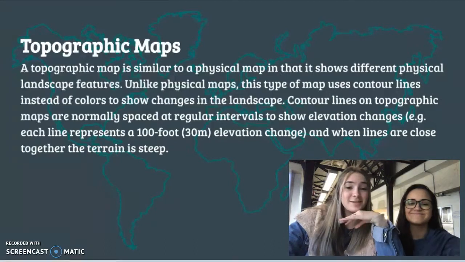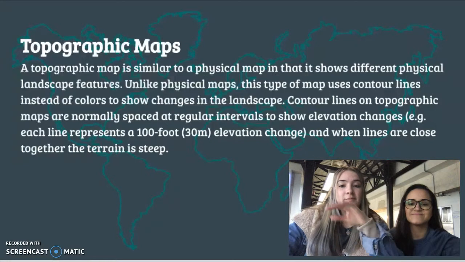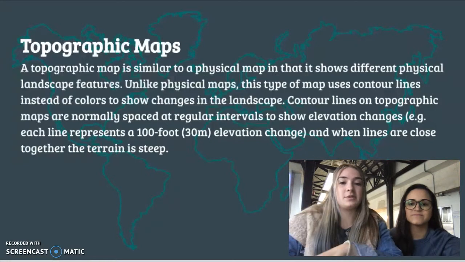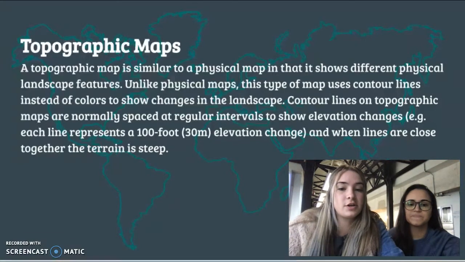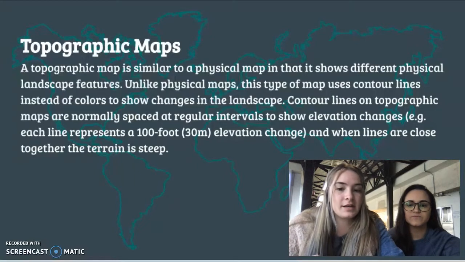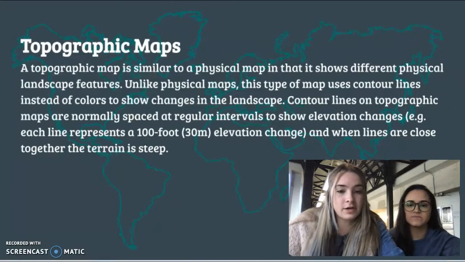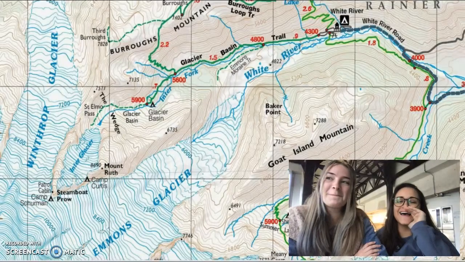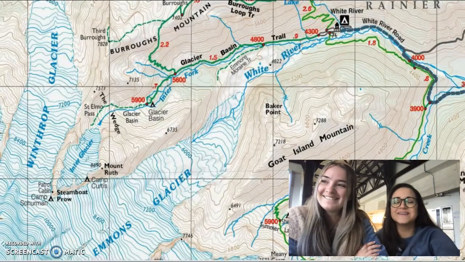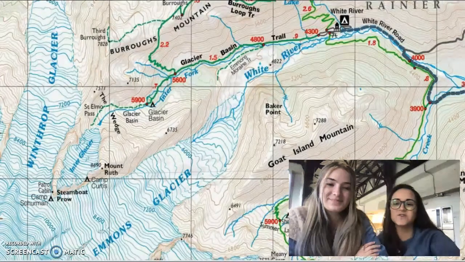Contour lines on topographic maps are normally spaced at regular intervals to show their elevation changes, and each line represents a 100-foot elevation change. When the lines are close together, the terrain is steep. Look at all them lines! Basically all the lines and elevations along the northwest region of North America.